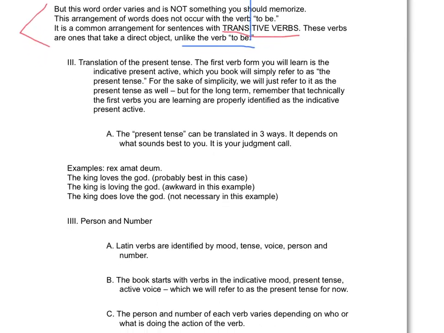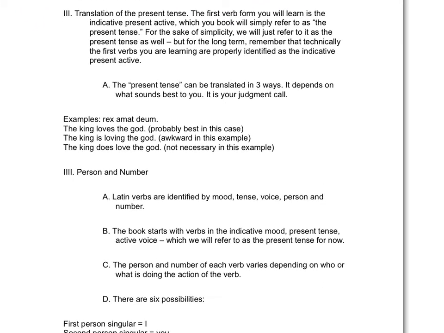The third point in the textbook, on page 13 still, number 11 in the textbook, is about the verb. It's about the translation of what the textbook is going to refer to for the first few chapters as the simple old present tense. The present tense is the first verb form that you'll learn, and really what you're learning, the full name of it should be the indicative present active. But the book will refer to it simply as the present tense. And for the sake of simplicity, I'll follow the textbook and just refer to it as the present tense as well.